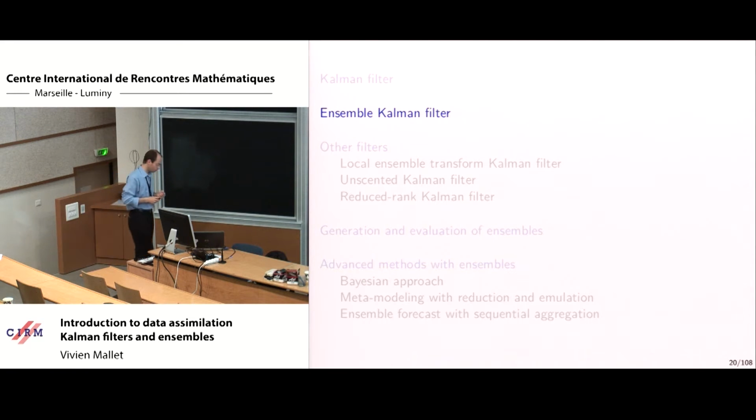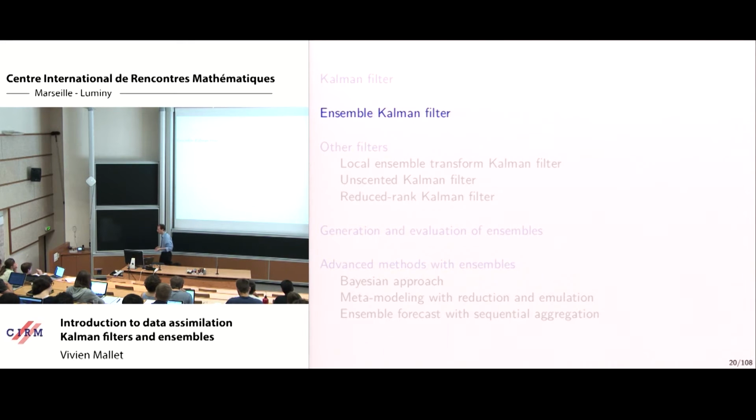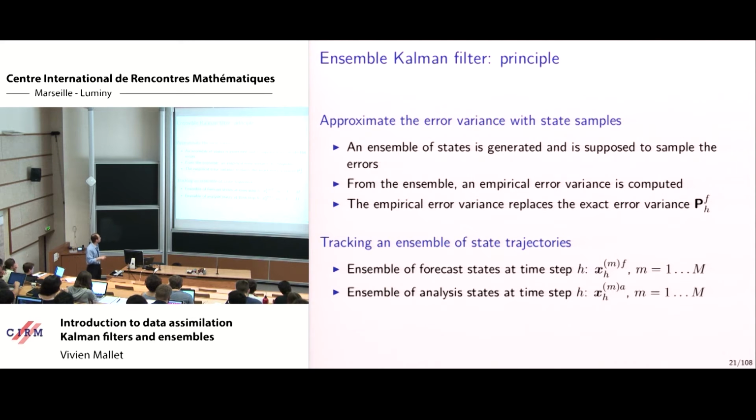Now we're going to move towards the so-called ensemble Kalman filter, which tries to solve that problem of propagation of the error variance from one step to the next, using an ensemble of simulations that samples the error. From this ensemble of simulations, we can have an approximation of the error variance at every time at low cost. So we generate an ensemble of states, that is, points in the state space. I put the exponent in brackets, m, to indicate that this is the m-th state in our ensemble of states.